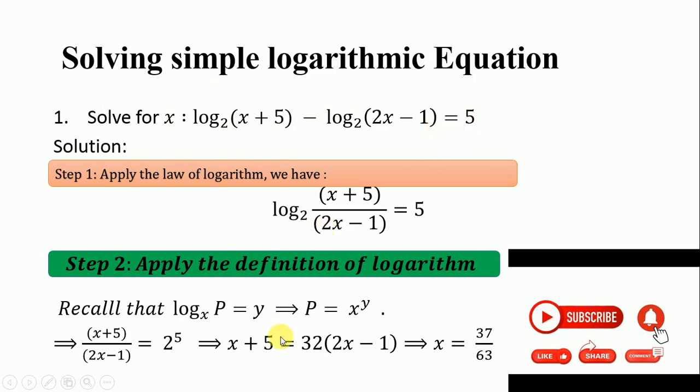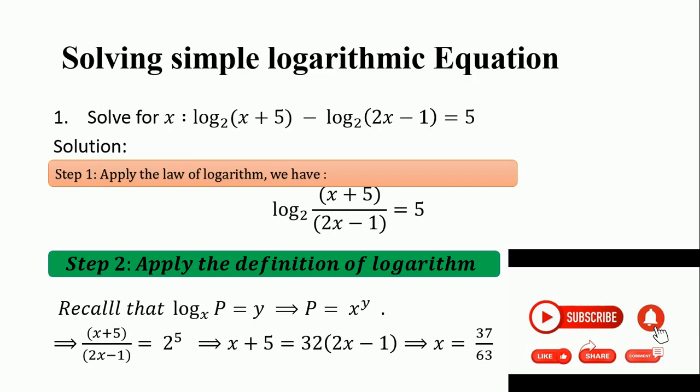So in simple language, whenever you are trying to solve a simple logarithmic equation, two steps are sacrosanct. The first step is to apply the laws of logarithm. The second step is to apply the definition of logarithm. And you can now solve the resulting simple equation, as the case may be.